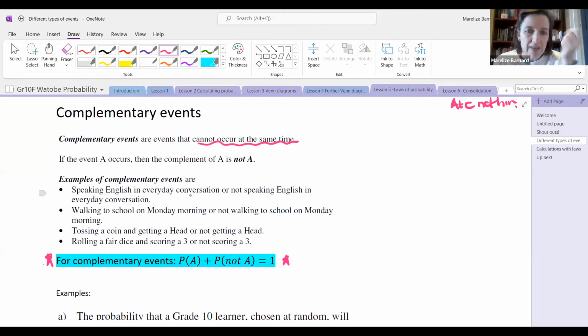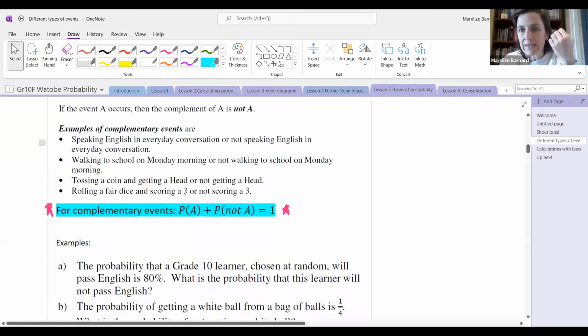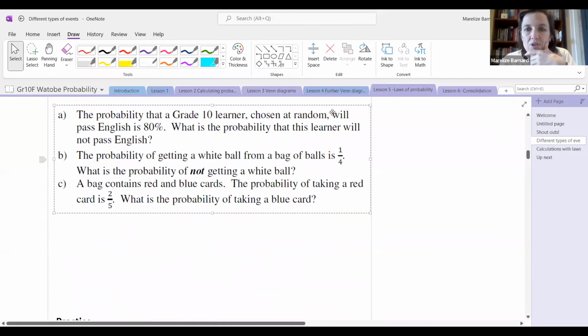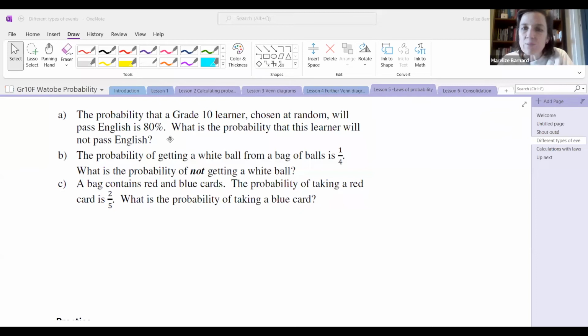Walking to school and not walking to school. Tossing a coin and getting heads and not getting a head. Rolling a fair dice and scoring a 3 or not scoring a 3. Okay, so those are all complementary. The important part is that, yes, they don't occur at the same time, but their probabilities together add up to 1. So let's see. The probability that a grade 10 learner chosen at random will pass English is 80%. What is the probability that this learner will not pass English?